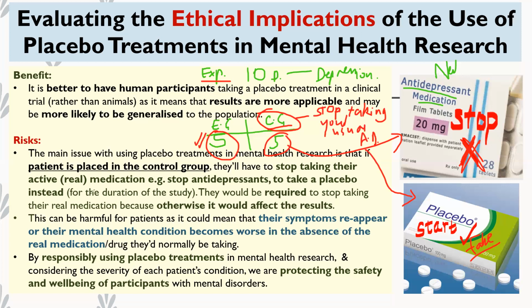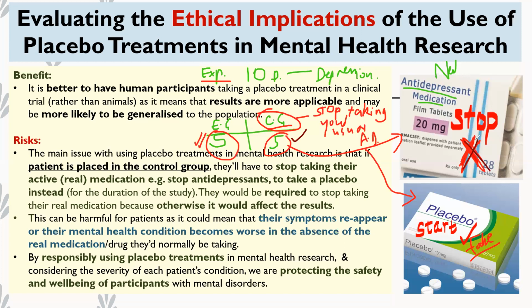What I can do as an experimenter is take participants who are very mild, maybe in the beginning stages of depression, whose symptoms are still not that severe, and I can use them. But I can't use people who are already at an extreme or intense or severe level of depression. Because by telling them to stop their active medication, I could be putting their life at risk and their well-being at risk.